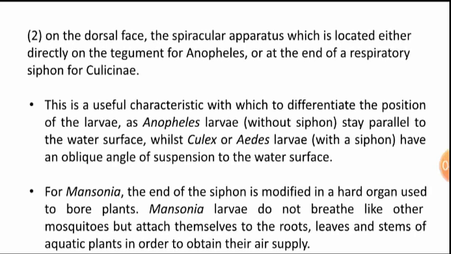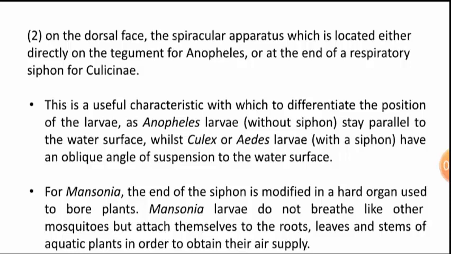Second one, on the dorsal face, the spicular apparatus, which is located either directly on the tegument for Anopheles or at the end of a respiratory siphon for Culicinae. This is a useful characteristic with which to differentiate the position of the larvae, as Anopheles larvae without siphon stay parallel to the water surface, whilst Culex or Aedes larvae with a siphon have an oblique angle of suspension to the water surface.